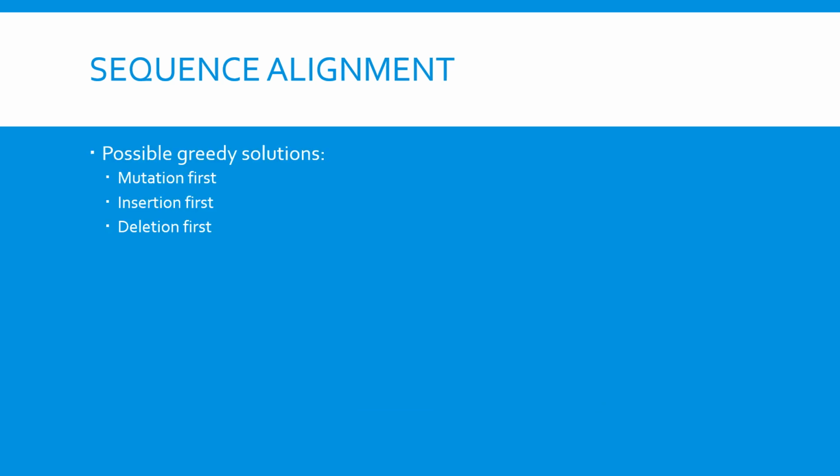Let's first explore whether the sequence alignment problem can be solved using a greedy algorithm. We propose three greedy strategies, each corresponding to one of the three permitted edit operations. We could take a mutation-first strategy, meaning that we preferentially apply the mutation edit when seeing two different letters. Similarly, we also propose the insertion-first and deletion-first strategies.